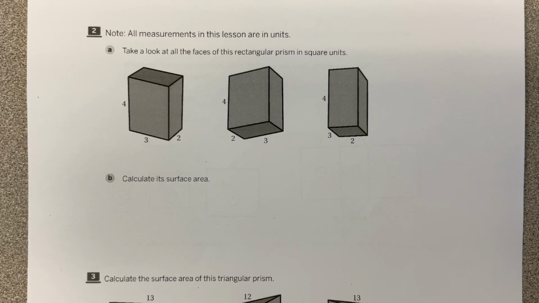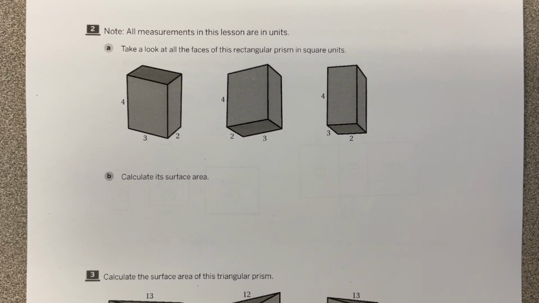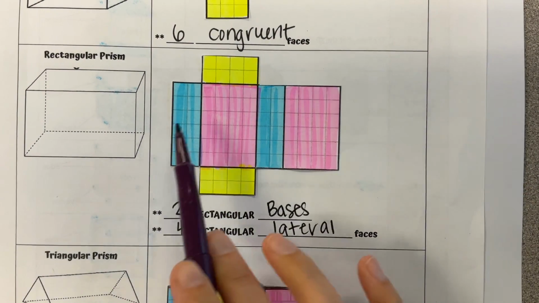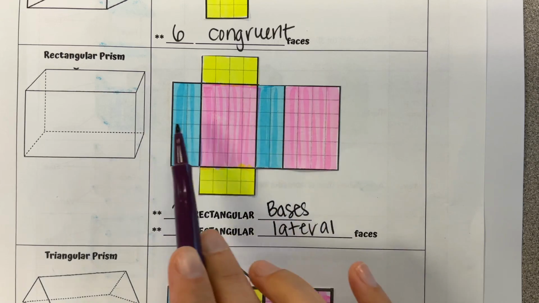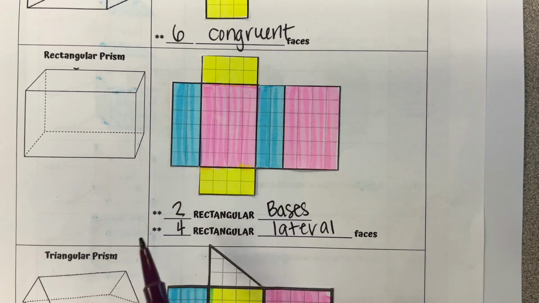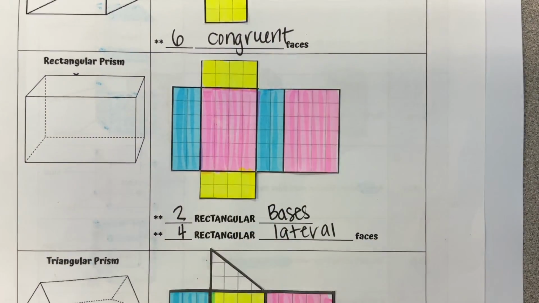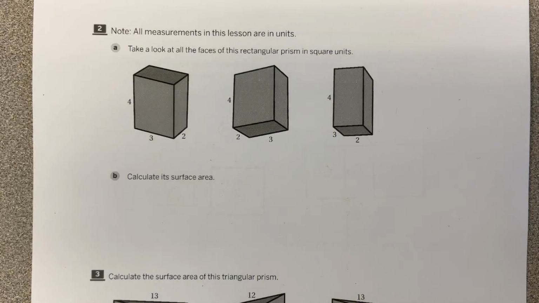Take a look at all the faces of this rectangular prism in square units. So this is the same shape just from a few different views, okay? Calculate its surface area. What I want you to remember from the activity that we did, when we have a rectangular prism, there are 2 rectangle bases, there's 4 lateral sides, and we should have 3 pairs of rectangles, blue, pink, yellow. Same thing is going to be true here.